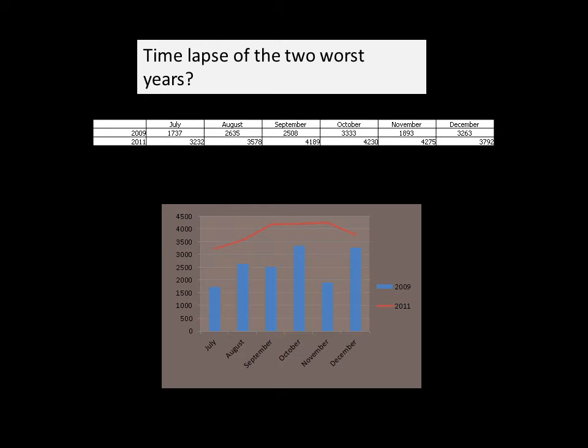As you can see, 2009 was not as good as 2011, where in July sales almost doubled in 2011, and the same goes for November. So based on the data, we can see that the sales have improved immensely from 2009 to 2011.